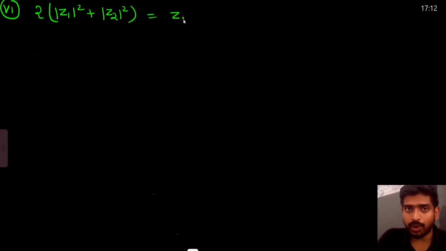Okay. So next, property 6 of modulus of complex number. It says that 2 times of modulus of z1 square plus modulus of z2 square is equal to modulus of z1 plus z2 square plus modulus of z1 minus z2 square.